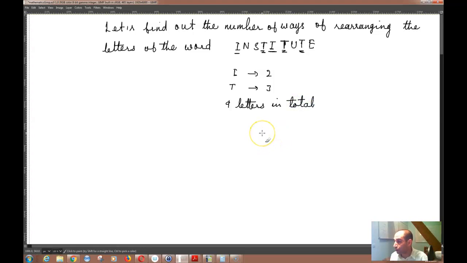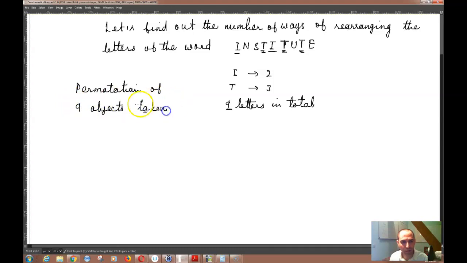Okay. So what we want to do is find out again the number of ways of rearranging the letters of the word institute, meaning that you want to find the permutation of 9 objects taken all at a time.